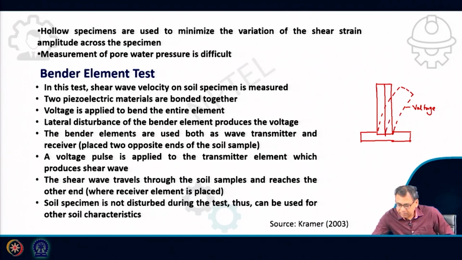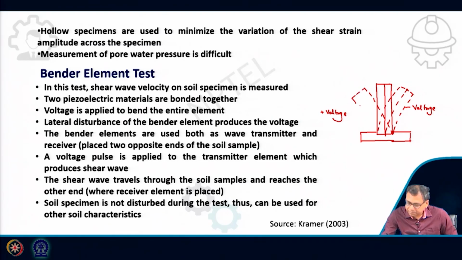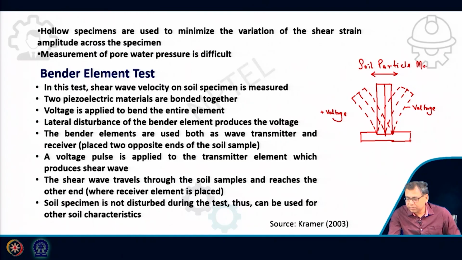Okay, in this direction. If there is, say, a positive voltage, then they will bend in this direction. So they will bend like this. So you can say that in this direction the soil particle will move. This is the soil particle. Now when this entire element bends, the lateral displacement of the bender element produces voltage.